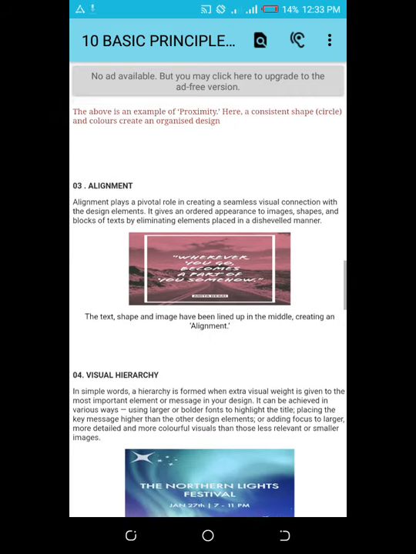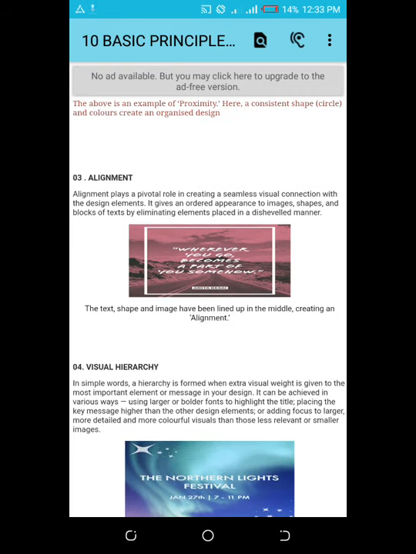There must be alignment. Alignment in the sense that the text, shape, and image are lined up in the middle. You see, the course of your design should be in line. The letters you are writing should be in line with what you are having.